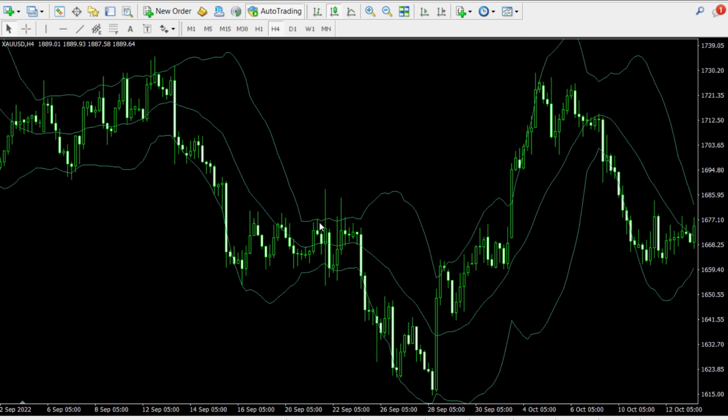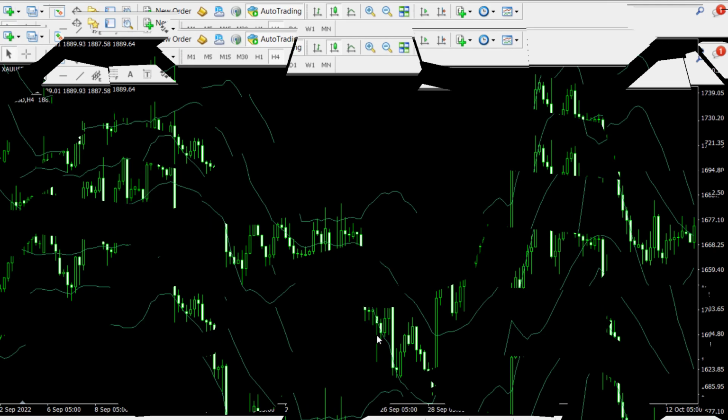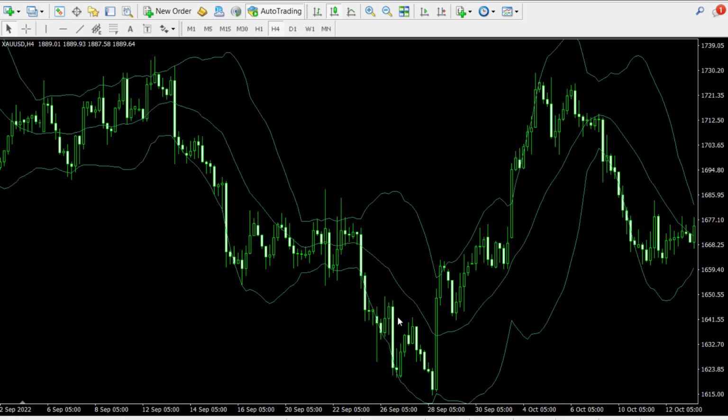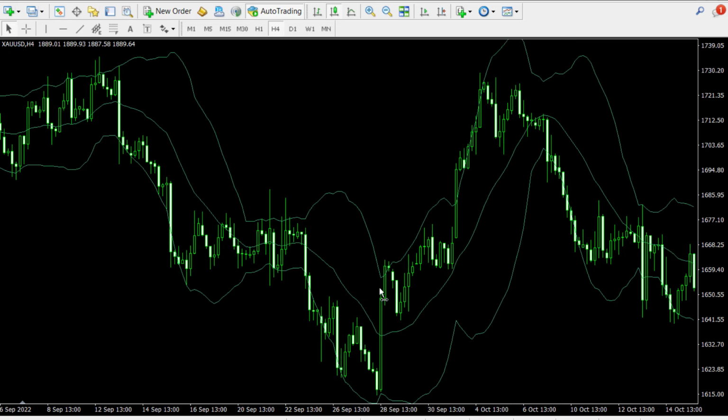When the Bollinger Bands contract tightly around the price, it's known as a Bollinger Squeeze. This suggests that the market is experiencing a period of low volatility and that a significant price movement might be imminent. Traders watch for price breakouts above the upper band or below the lower band, which could signal the start of a new trend or a continuation of an existing one.